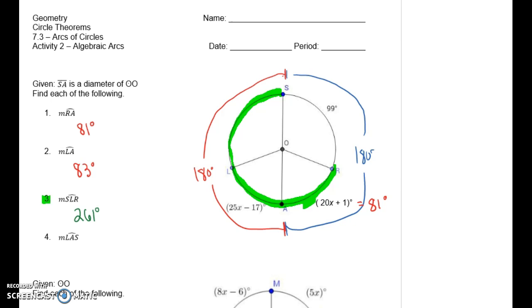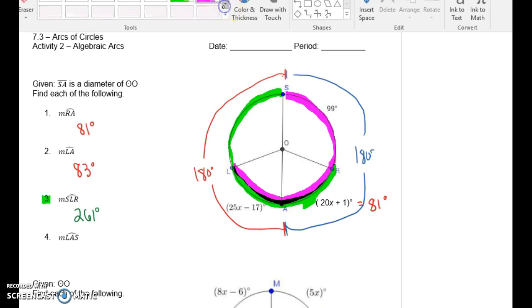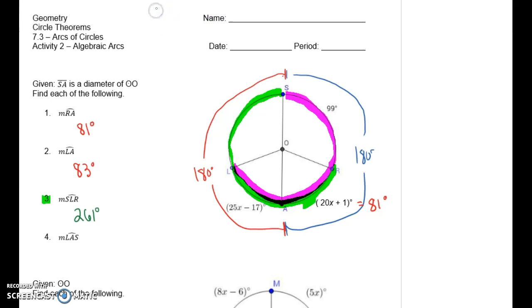And if we look at LAS, we start at point L, go through A, and end at S. Now we've taken these 3 pieces here. We don't want this one, but we don't know what that one is. So we're going to add this, this, and this. These 2 together add up to 180 degrees, because they make that semicircle. We already found that LA was 83. So if we take 180 plus 83, we get 263. And so that's our major arc, LAS.